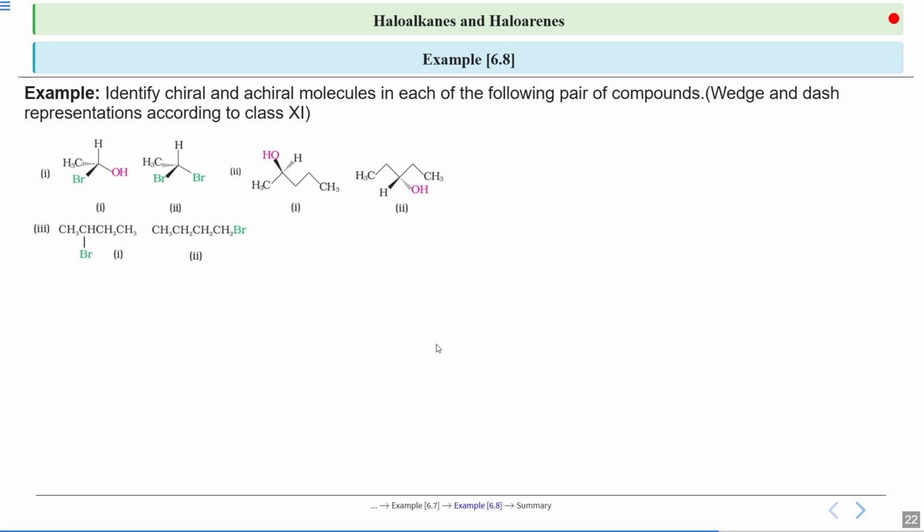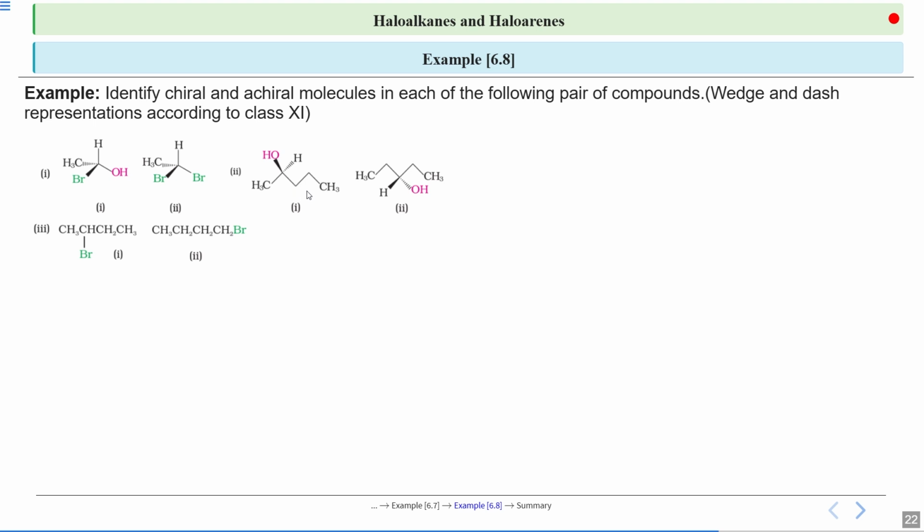Let's see another example, Example 6.8. Identify the chiral and achiral molecules in each of the following pairs of compounds. The wedge and dash representations are according to the concept we have seen in class 11th. So we have the first part, in which different structures are given. The first structure has bromine and a hydroxyl group as substituents. In the second structure, we have two bromines as substituents.